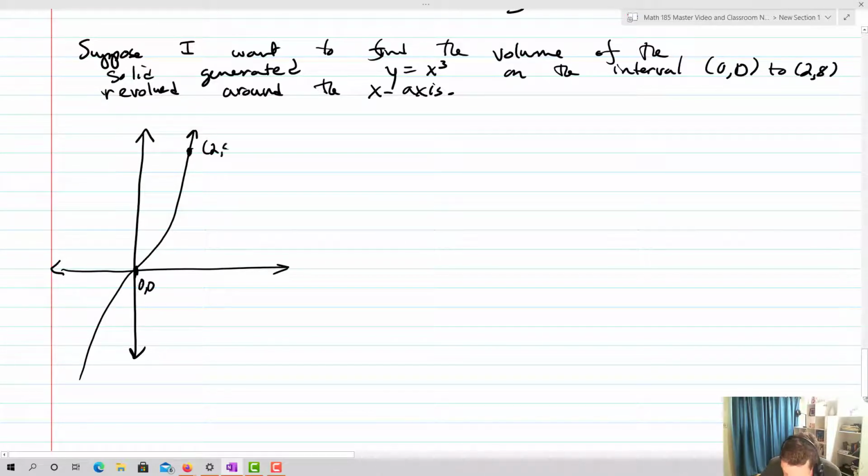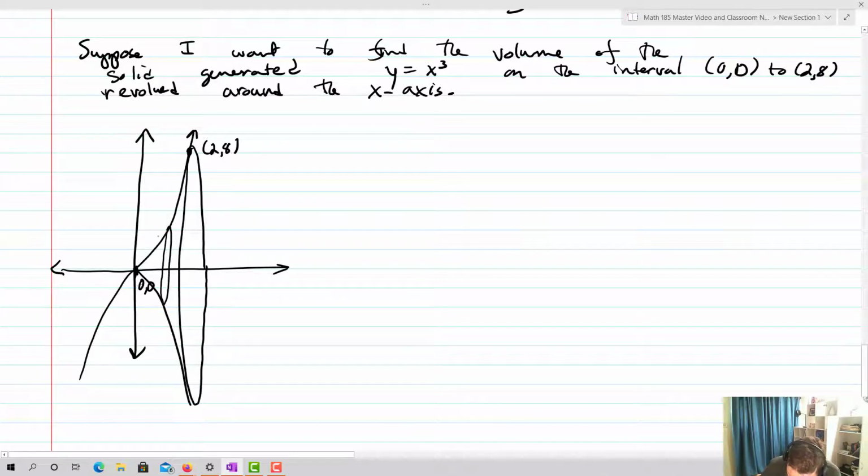And here's (2, 8). Now I want to imagine the solid that gets generated as I revolve it around that axis. It kind of looks like the bell of a trumpet. Now, I want to find the volume, and that volume is going to equal the integral from x0 to x1 of A(x) dx.